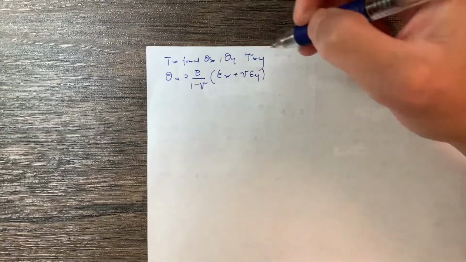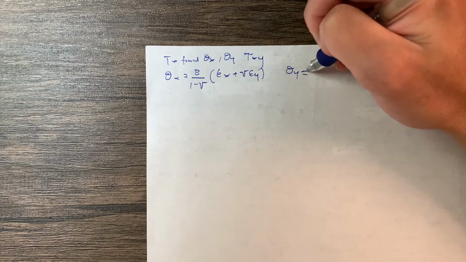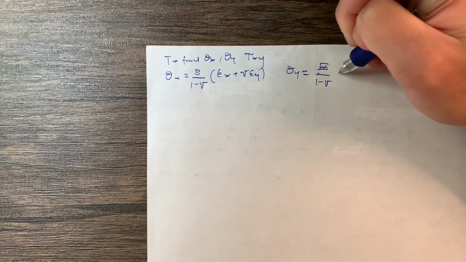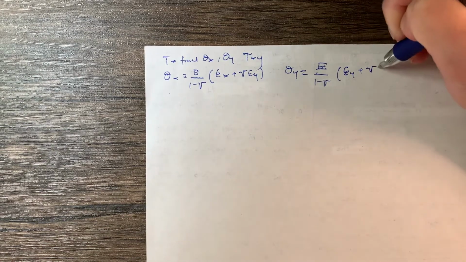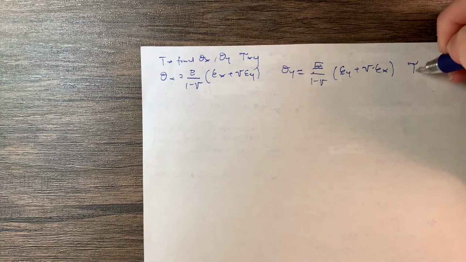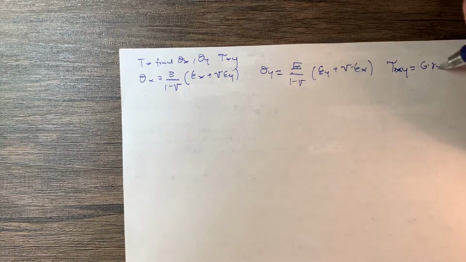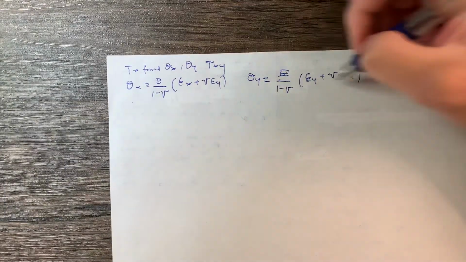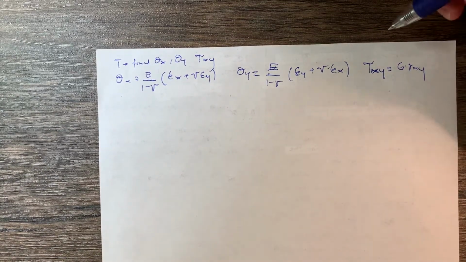And then sigma y is the same thing, just reversed. So E, the Young modulus, over 1 minus Poisson ratio squared, times epsilon y plus Poisson ratio times epsilon x. And then the shear stress tau xy is just the modulus of rigidity times gamma xy. Just want to make sure that's correct. Yeah, so these are the Hooke's laws that we're using.